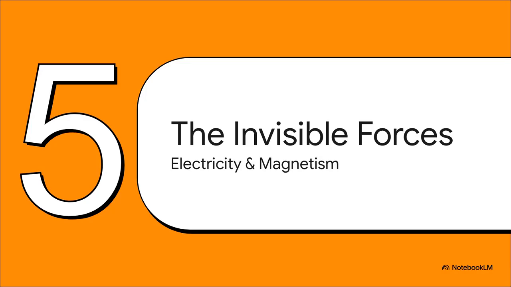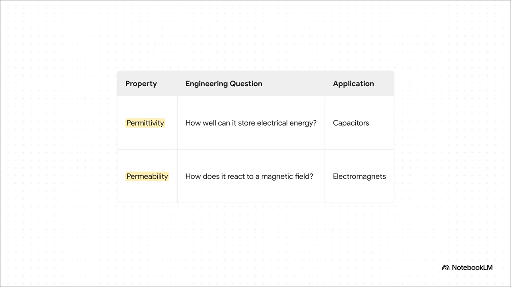All right, but it's not all about brute strength and heat. Some of the most critical properties are totally invisible. They deal with the hidden forces of electricity and magnetism. This is where we get into the stuff that powers your phone, your computer, everything. Permittivity, which is how well a material can store electrical energy, that's the magic behind capacitors. And its magnetic cousin, permeability, that governs how a material reacts to a magnetic field, which is the key to everything from electric motors to electromagnets. I mean, our entire digital world is built on these two properties.